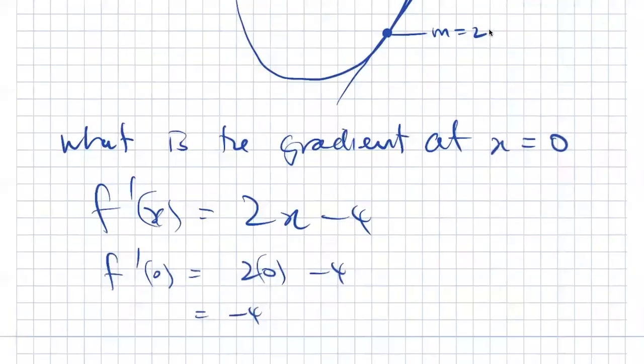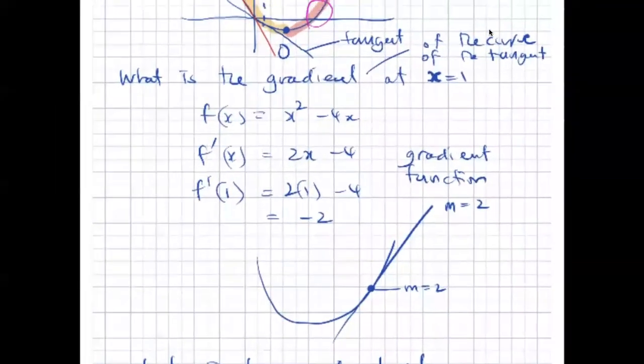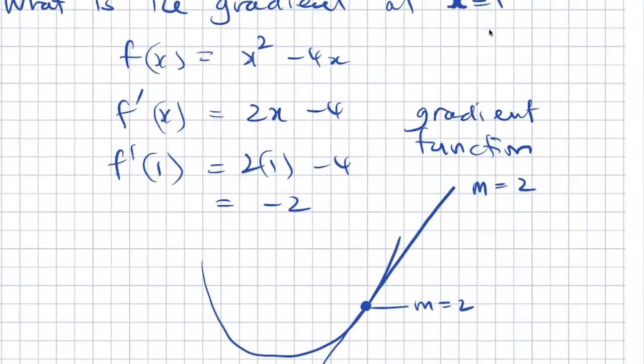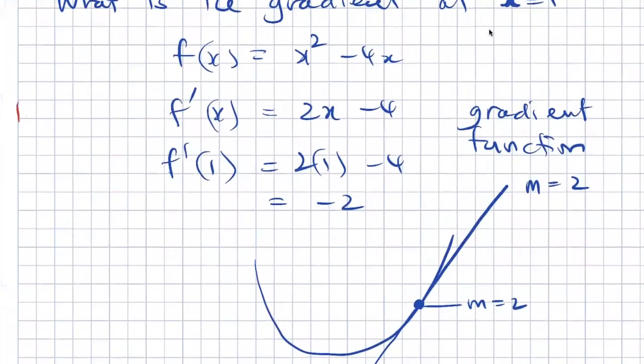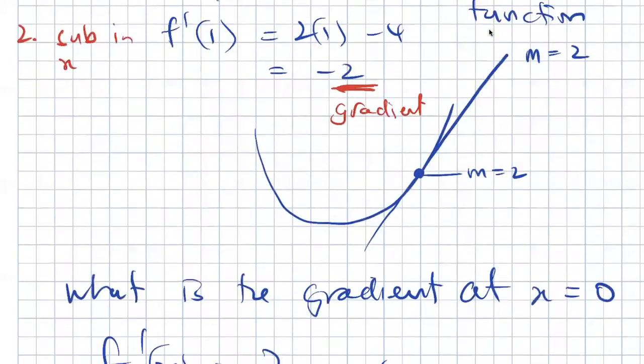Okay, so that's what you do. What's the process? Let's just have a look at that. The process is 1, differentiate, 2, substitute, sub in x. Okay, and there it is. There's my gradient. So only 2 things to do: differentiate, sub in x.